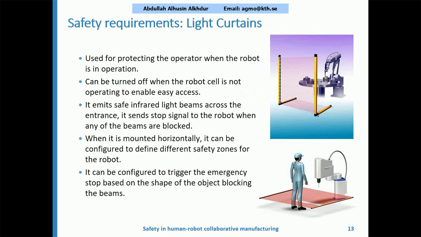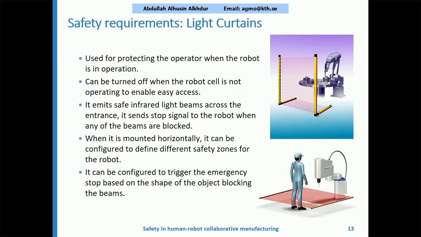Another safety level, which could also be an entry safeguard, is the light curtain. As you can see in the upper figure, the light curtain is mounted in a vertical setup, which is used for protecting the operator when the robot is in operation. They can be turned off when the robot cell is not operating to enable easy access, for example in the case of maintenance and so on.